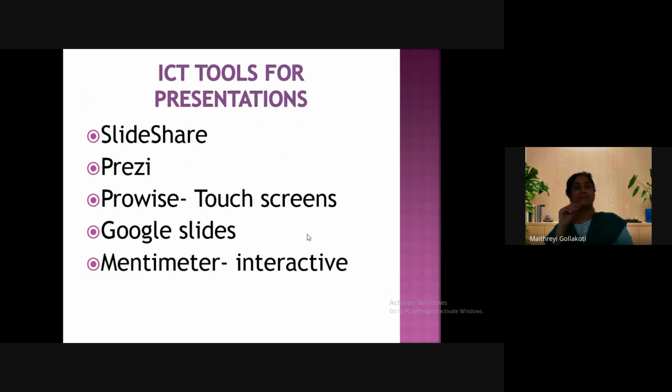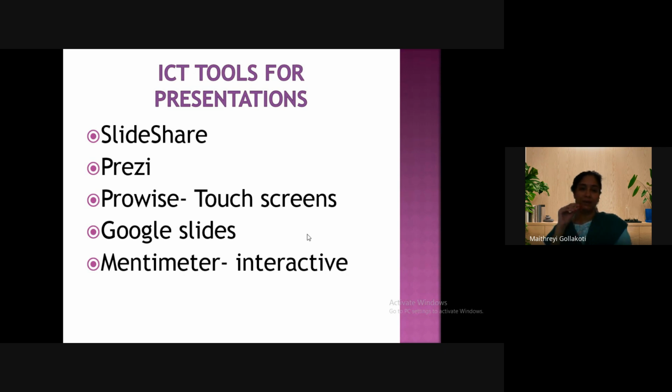ICT tools for presentation. So if you want to do a direct lesson, like an online lesson, or even if you want to integrate your presentations along with the lesson, you can do it on SlideShare. You can use it on Prezi. Prezi is a very good software for making presentations. You can use ProVise. ProVise has touch screens.